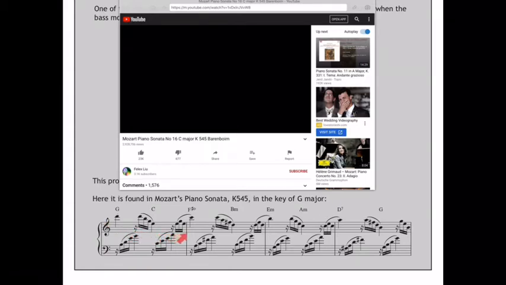So F sharp diminished, B minor, E minor. Anyway, okay, so you get the idea. That's the structure, that's the harmonic form that we're talking about.